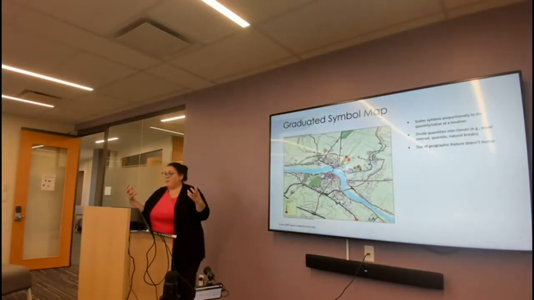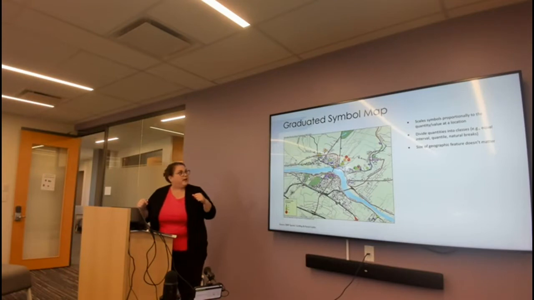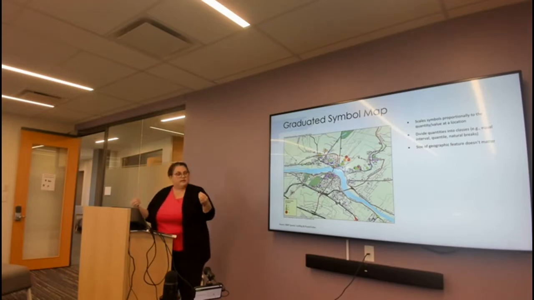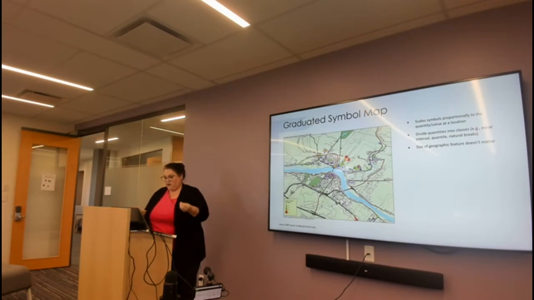Another type of dot map is called a graduated symbol map. These points represent domestic disputes reported to the Fredericton City Police. And so this is a graduated symbol. As you can see, the size of the symbol depends on the value itself.